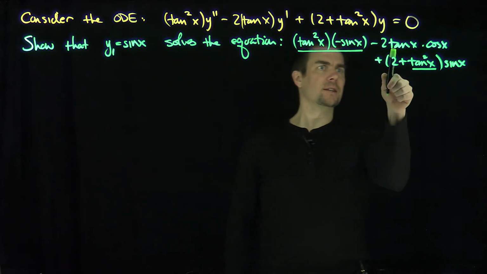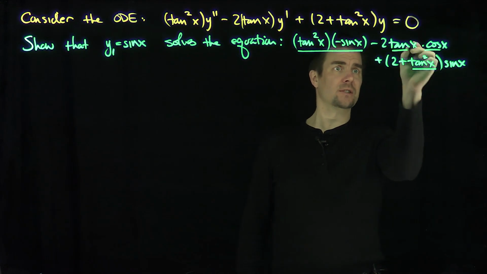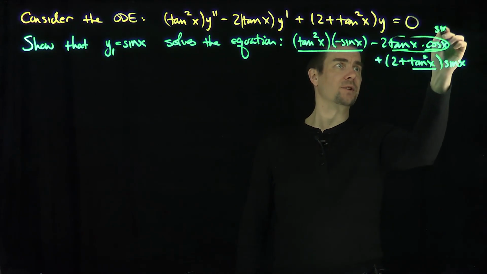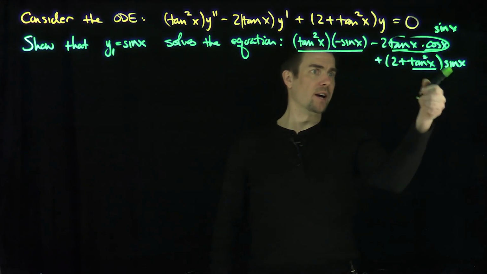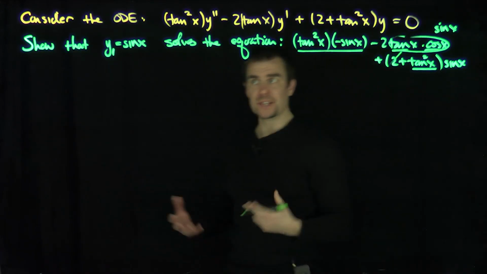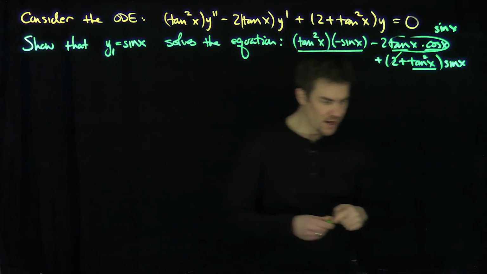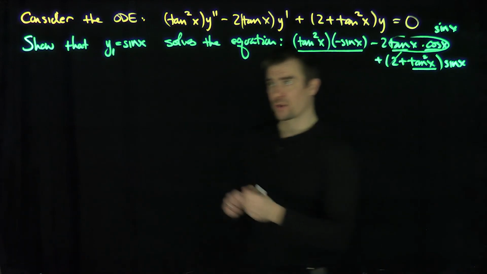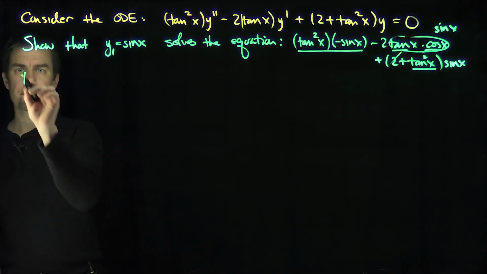And then this tangent times cosine is of course equal to sine of x. So that's a negative 2 sine x, that's a positive 2 sine x, that will cancel. So indeed, sine is a solution to this problem. Now we're going to use reduction of order. What does reduction of order tell us to do?